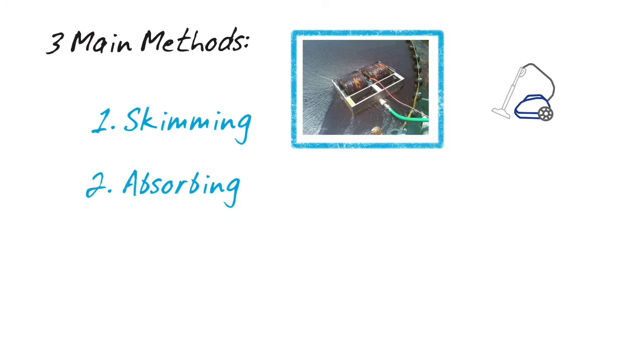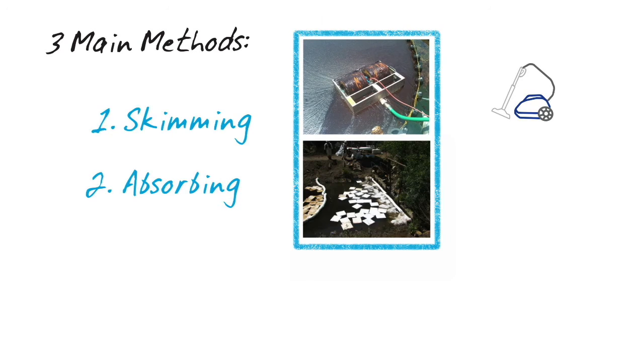Number 2, absorbing. The oil is surrounded and contained, then large sponges are used to soak up the oil. The sponges are then loaded onto boats and taken to shore for disposal. Sometimes, instead of using sponges to absorb the oil, once it is contained, it is set on fire and burned away.